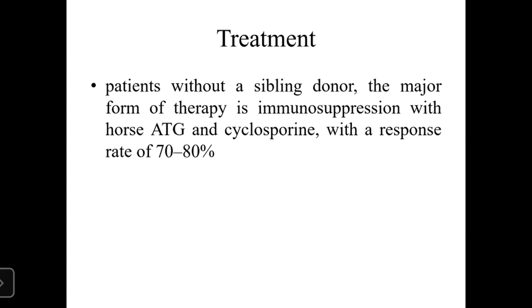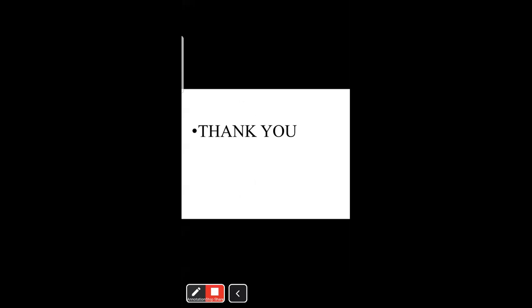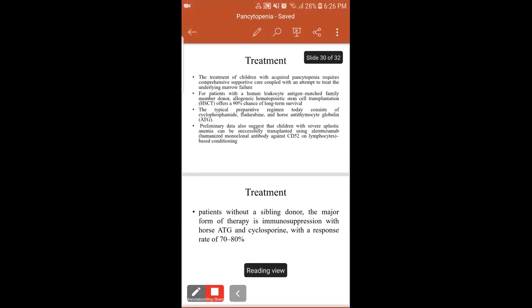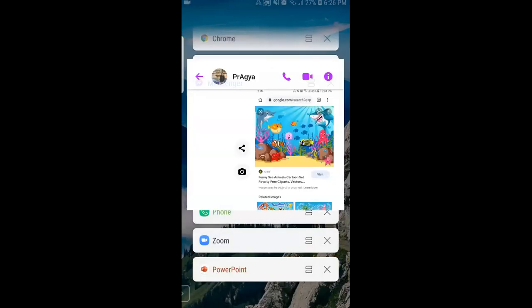Next, we already saw earlier the constitutional or genetic causes of aplastic anemia. Now the next topic is megaloblastic anemia.